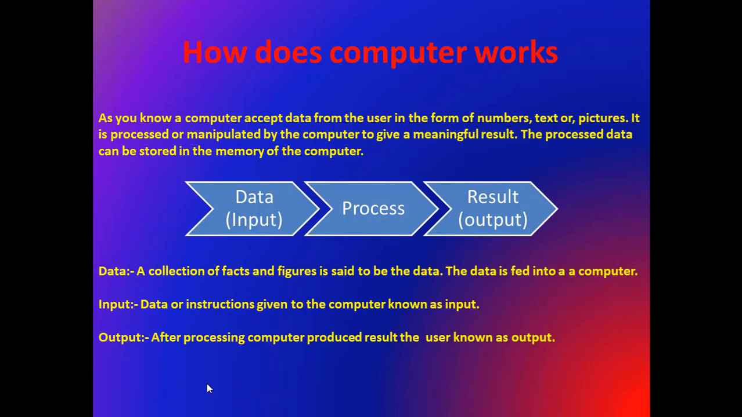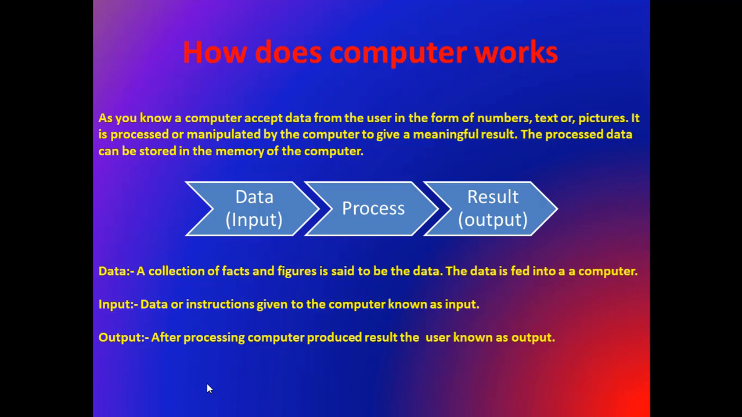Now, how does a computer work? We have to understand the working principle of a computer. Here we will discuss how a computer works. So students, for everything there is a working principle, for any other machines also. So here is the working principle of the computer. As you know, a computer accepts data from the user in the form of numbers, text, or pictures. It is processed or manipulated by the computer to give a meaningful result. The processed data can be stored in the memory of the computer.